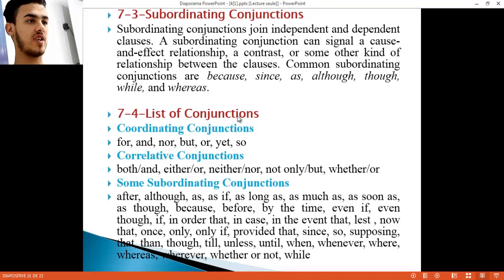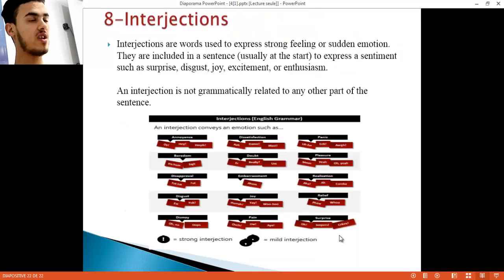So here is a list of some conjunctions, and you have to take them by heart. Coordinating conjunctions, as we have mentioned before, are called the FANBOYS. We have also the correlative conjunctions, and some subordinating conjunctions are after, although, as, provided that, since, so, and supposing that. So, we will see the last part of speech, which is interjections.